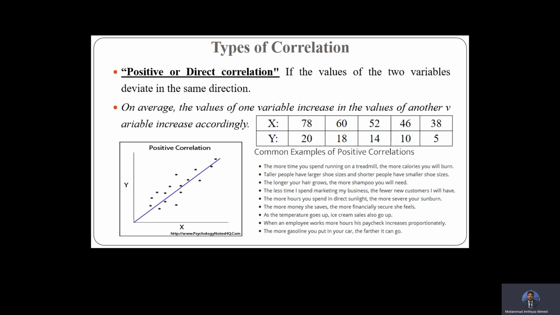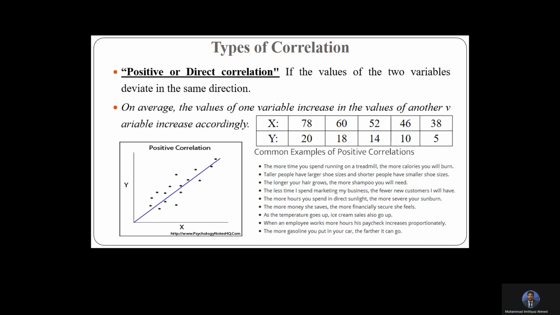See the second example. Taller people have larger shoe sizes. Shorter people will have smaller shoe sizes. You see people who are tall, their shoe size will be big. People who are short, the size will be small. Either it is going in an increasing way or a decreasing way, it is positive. This is second. Third one, the longer your hair grows, the more shampoo you will need.